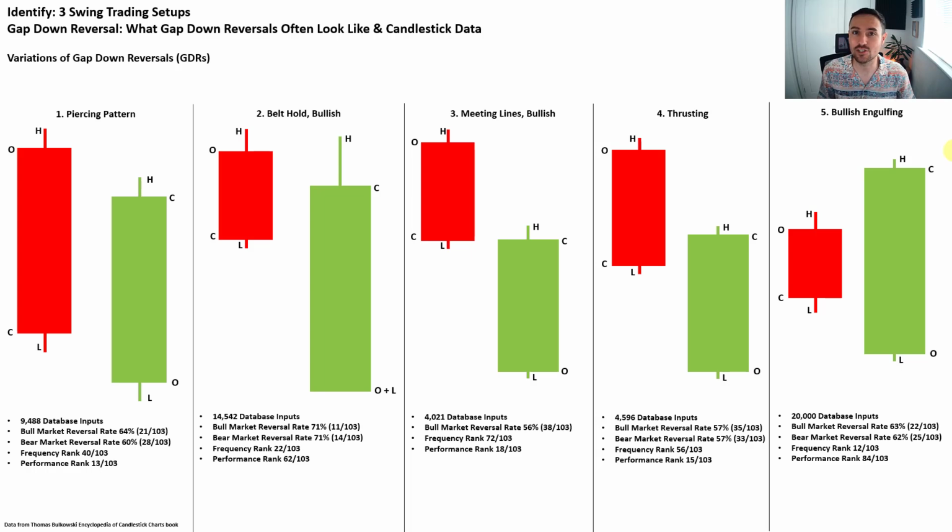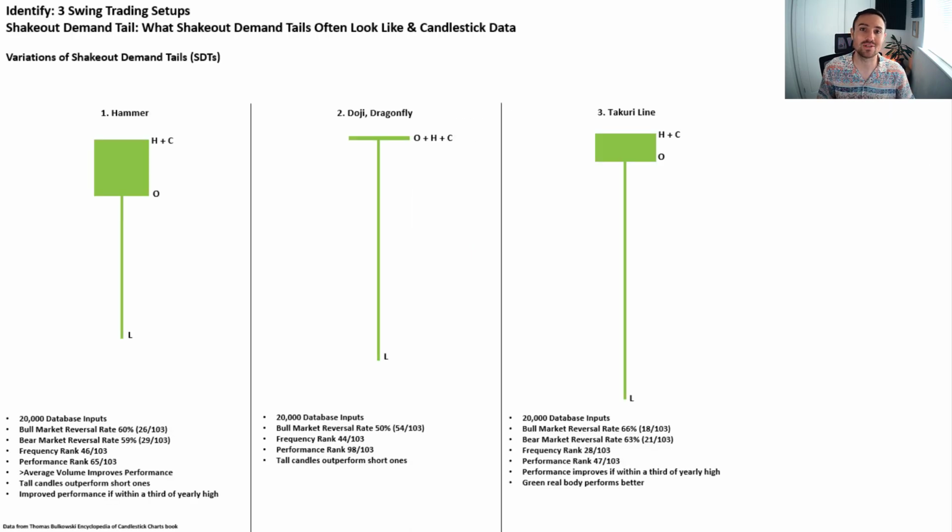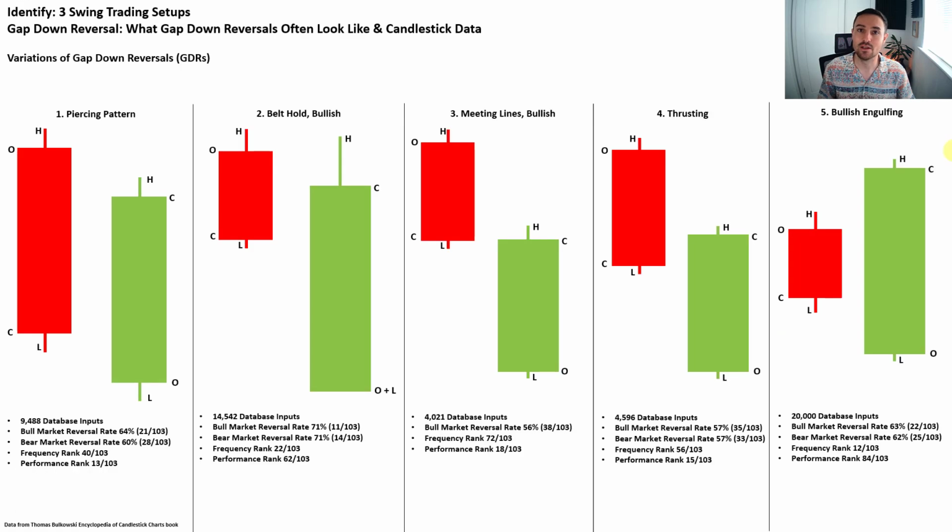In this video, I'm going to teach you what I think is the best way to improve your swing trading. To do that, I'm going to teach you 3 variations of Japanese candlesticks that I call gap down reversal bars, shakeout demand tails, and trigger bars. I'm then going to teach you 3 simple swing trading setups using variations of these Japanese candlesticks.